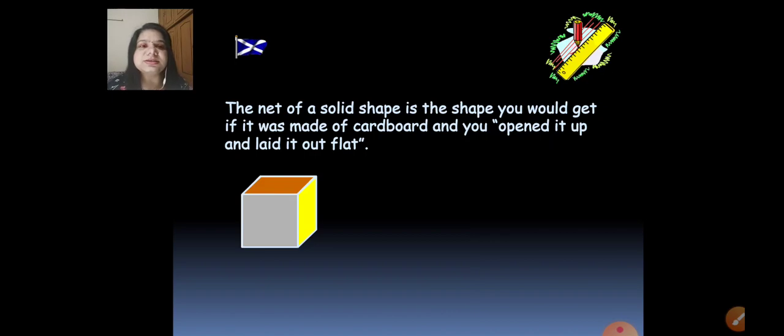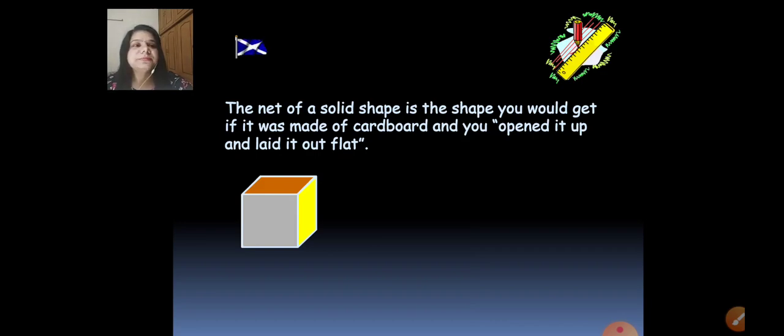Now next in my list is a cube. A cube is same as a cuboid, in which length, breadth and height, all 3 are same. Now we will separate out the faces and make a net of this solid shape. What is the net of a solid shape? If it is made of cardboard and you open it up and make it a flat plane, then it will become a net of the solid. Okay, so just check.